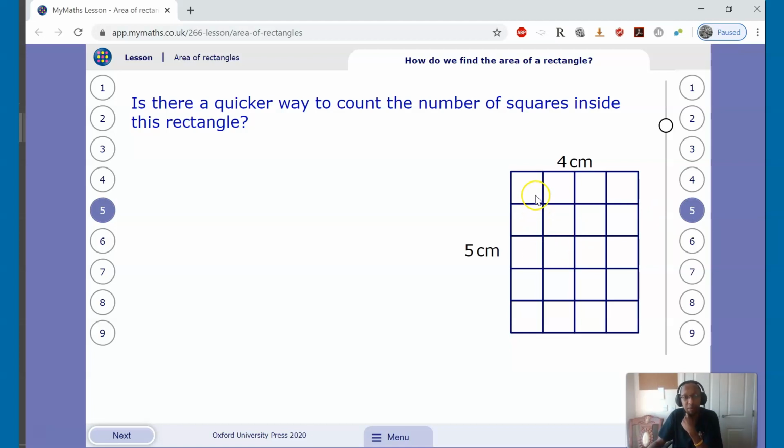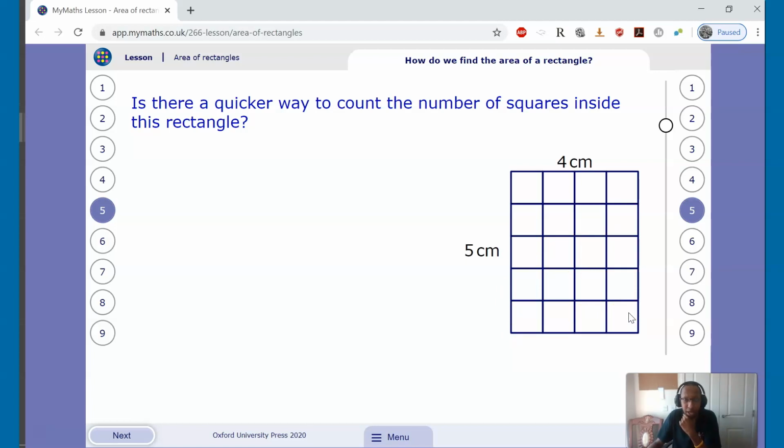Well, there is. If we look at this shape here, we have 5 squares along this side and 4 squares along that side. So that means we have 4 there, so that's 4 there. That's 8. That would be 12. That would be 16. And that would be 20.